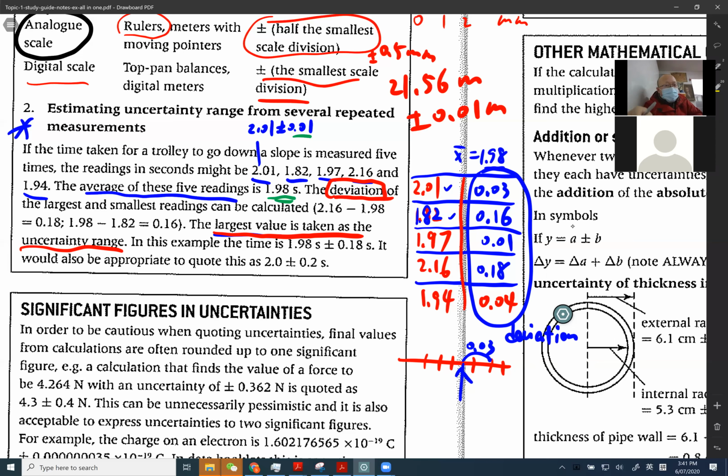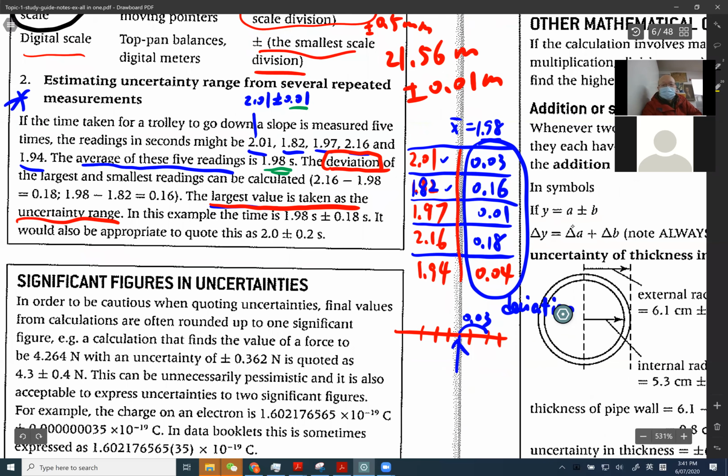But how do we use deviation to calculate the uncertainty? That's why for our reading, we choose the maximum one: 1.98 plus minus 0.18. The first number is from the average, the second number from the largest deviation. Okay? So is this the uncertainty for the average? Yes, not for a single one. A single one is just plus minus 0.01.